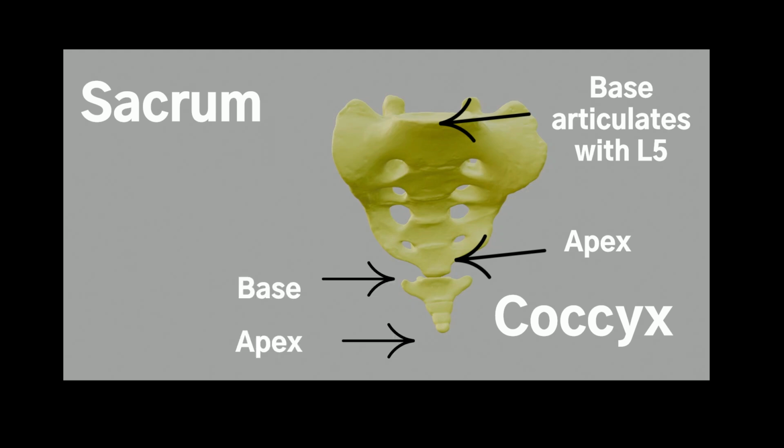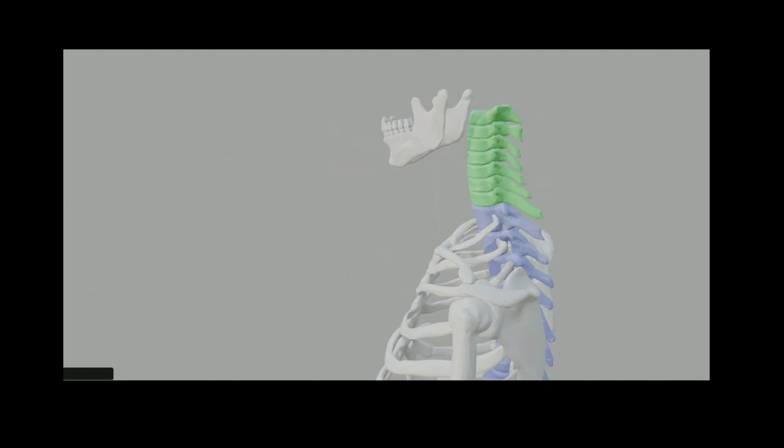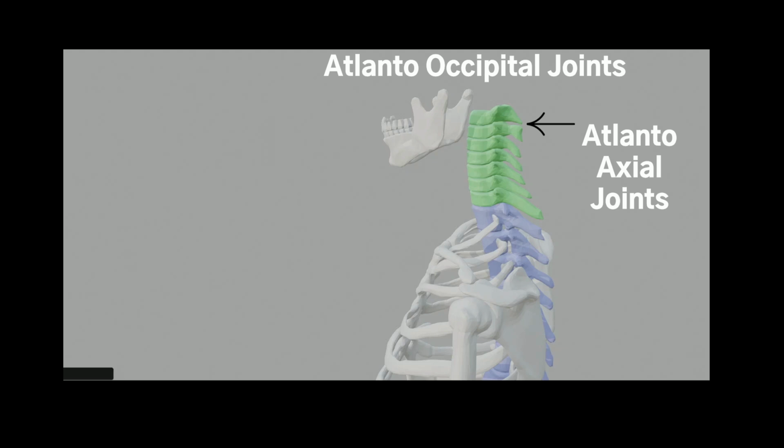The base articulates with the sacrum. The apex represents the terminus of the vertebral column. The craniovertebral joints connect the cranium and the vertebral column. The atlanto-occipital joints connect C1 to the occipital bone of the cranium. The atlanto-axial joints connect the atlas and the axis.